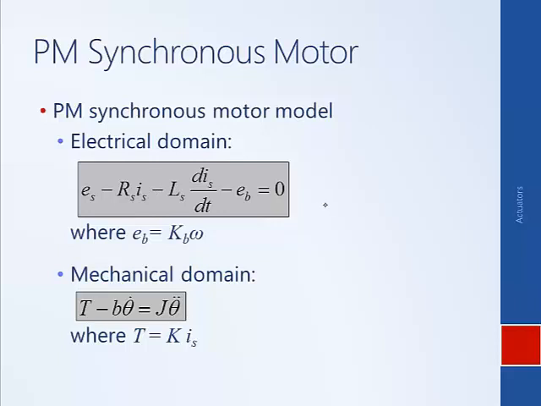One way in which the parameters tend to be different between the two motors is that with a brushed DC motor, the inductance tends to be relatively small, but with a PM synchronous motor, the resistance tends to be smaller. With a permanent magnet synchronous motor, the friction can also be smaller than with a brushed DC motor.